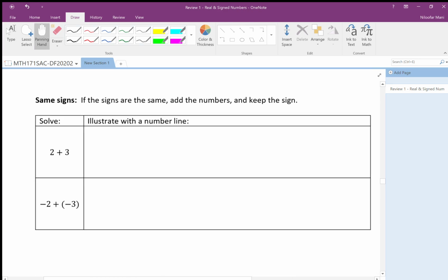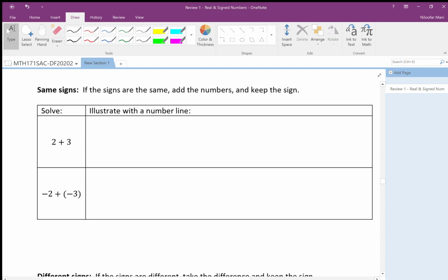Okay, so how about here? Same signs. So if the numbers are in same signs and I want to add them, I just add them. For example, here, what is 2 plus 3? So I just add them. That's it. That's 5. How do I show it on number line? On number line, I do this. Maybe I use this to make it more beautiful.